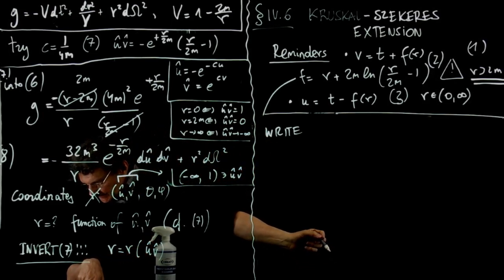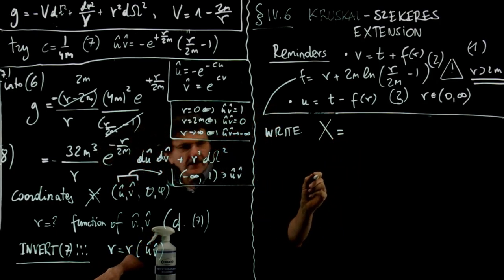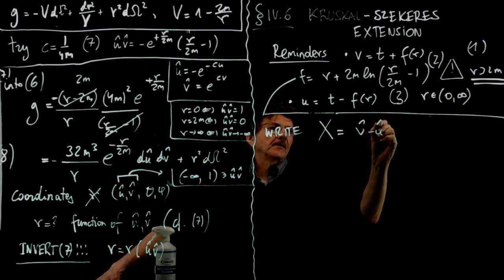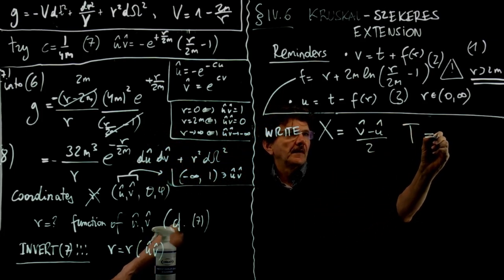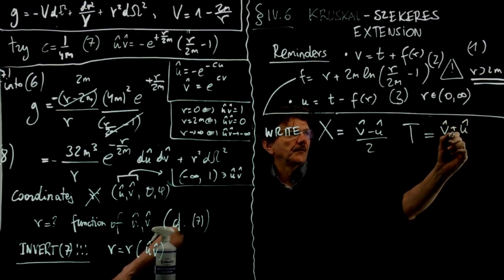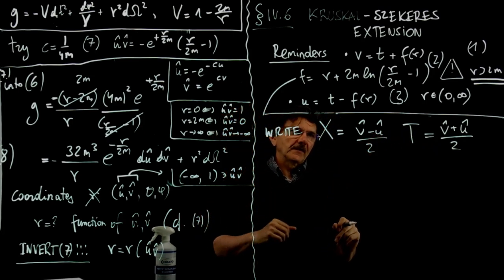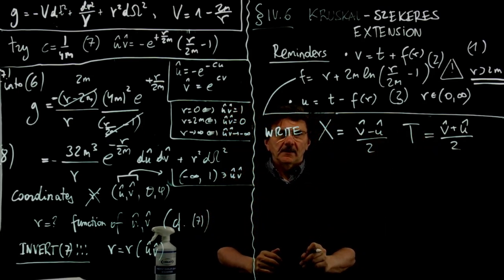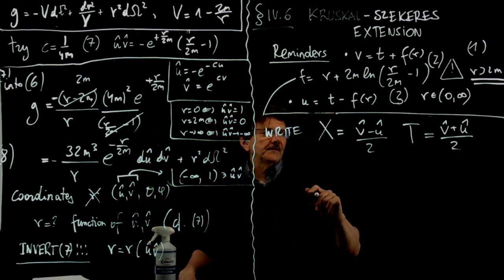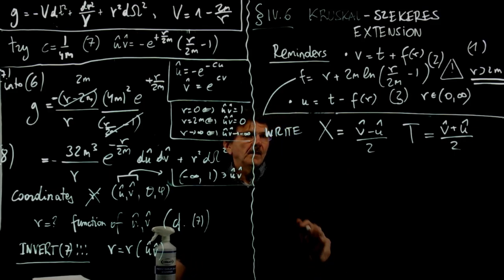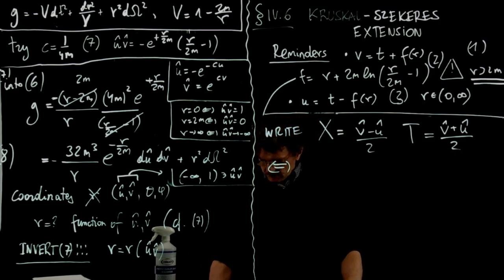So we're going to write capital X is equal to v hat minus u hat over 2, and capital T is v hat plus u hat over 2. And if you think about it, it's only a rotation of the plane, right? So we're rotating the uv plane, and the advantage is that this part du hat dv hat is going to be a little simpler.